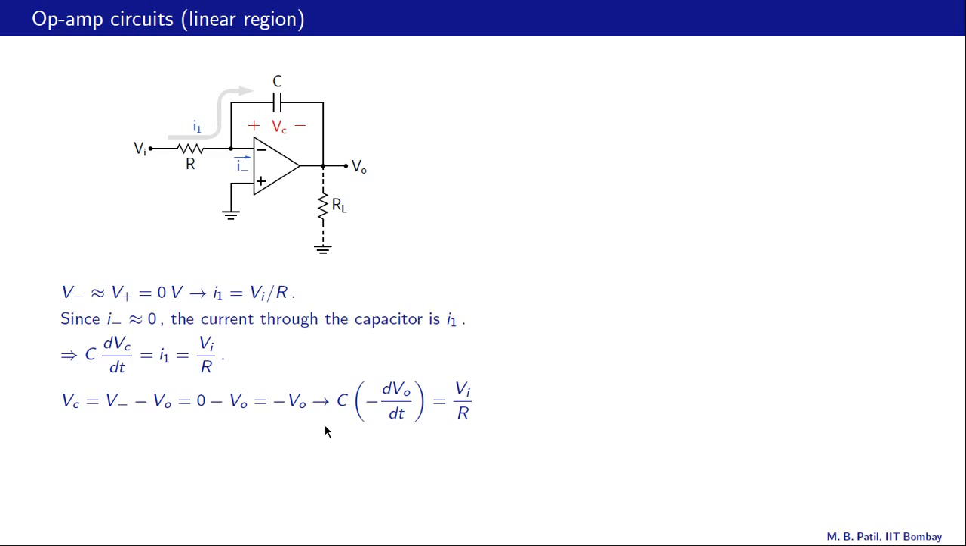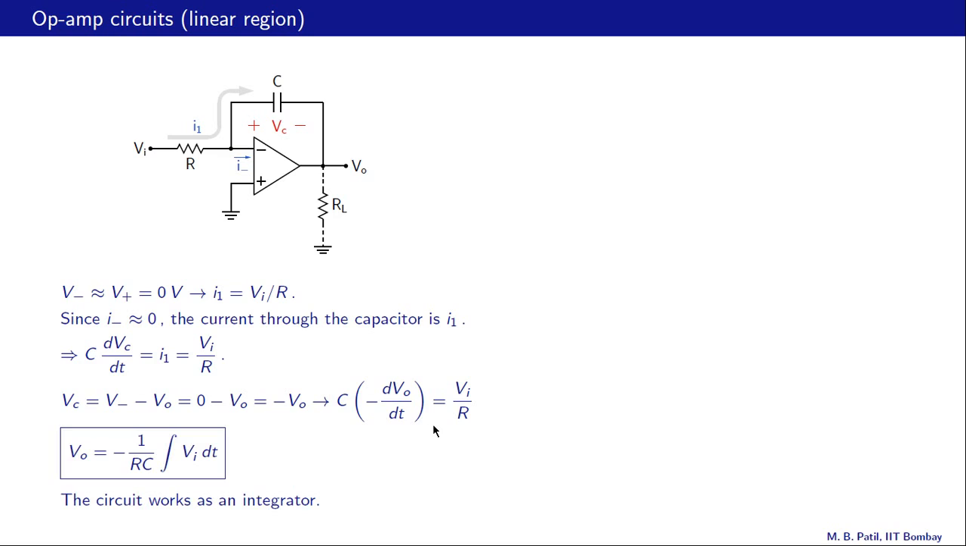So that gives us this equation: C times minus dVo/dt equal to Vi by R. In other words, Vo is minus 1 over RC integral Vi dt. And we see that this circuit is working as an integrator. So it integrates the applied input voltage.